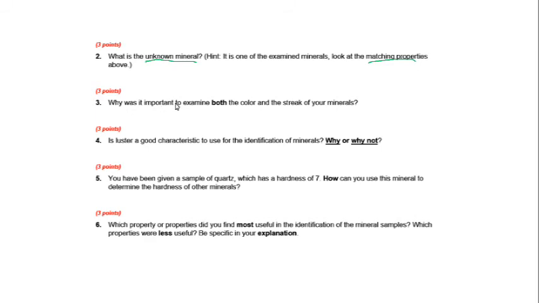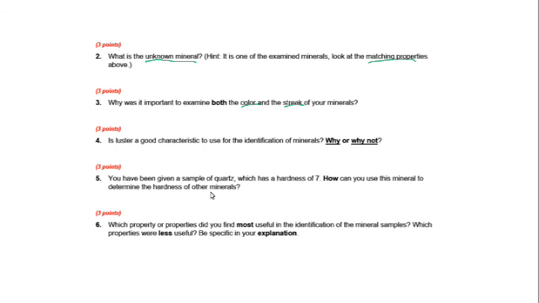Then, why is it important to examine both color and streak of your minerals? I just mentioned it, and you hear it in the presentation: color is not the best characteristic to use. So give me a reason why streak is also important. And then, is luster a good characteristic to identify the minerals? So look back into your table and explain to me why or why not. Again, the lesson tells you all about this.